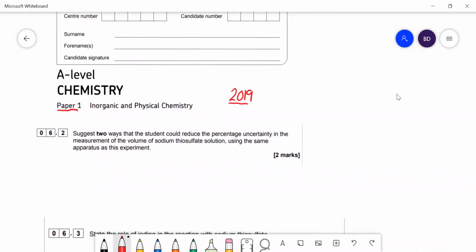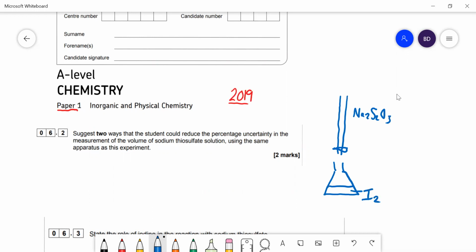This question refers to an earlier paper. Suggest 2 ways the student could reduce the percentage uncertainty in the measurement of the volume of thiosulfate. In the previous question, which I really should have included, you had thiosulfate in the burette, and you had an iodine solution in the conical flask, and you're doing a titration, and the titre was 9 centimetres cubed.